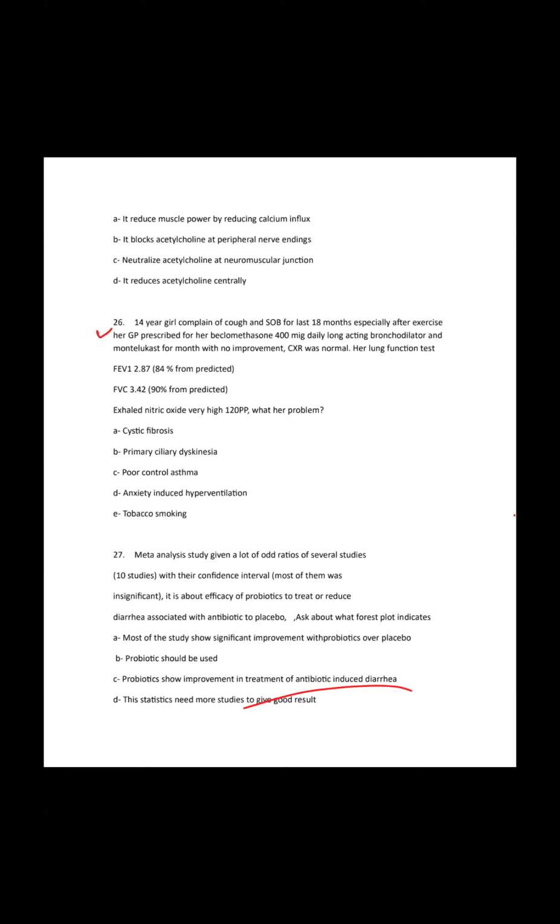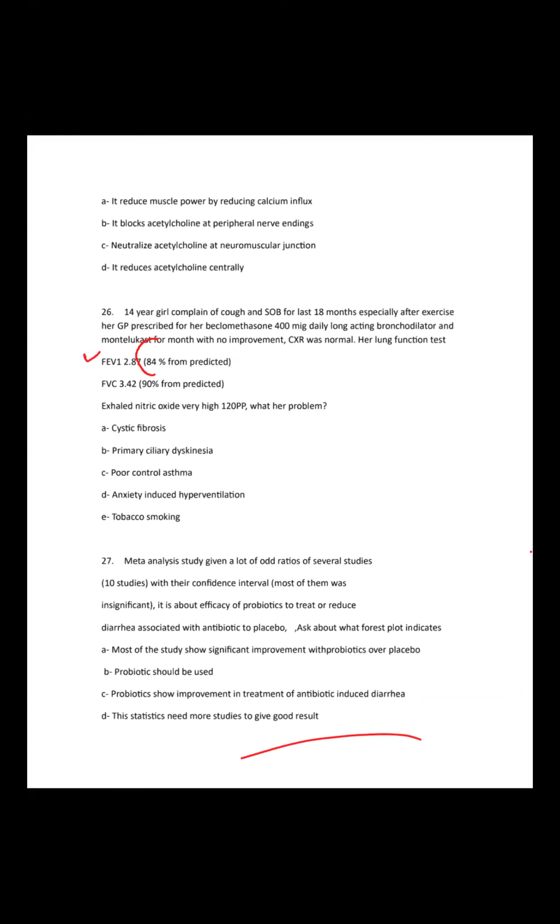Okay, next question. 14-year-old girl. Now they are talking about the lung functions. The FEV1 is normal. 84% predicted means normal. If you look at the FVC, that is also normal. So both are normal. But when you look at the exhaled nitric oxide, it is very high. So we all know that if it is very high, that means this is related to poorly controlled asthma, because in cystic fibrosis and PCD, the exhaled nitric oxide value would be very low.